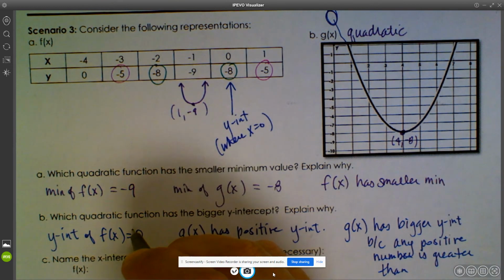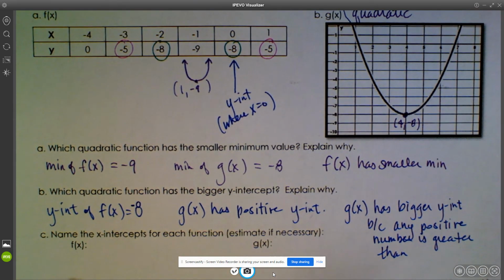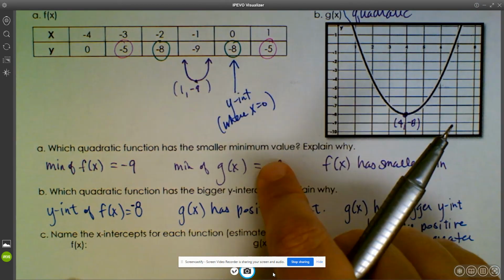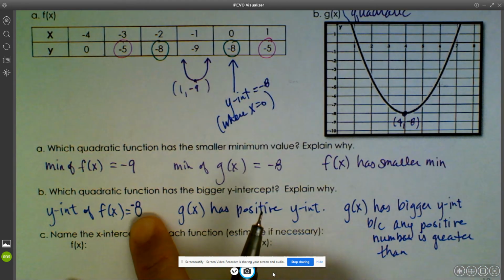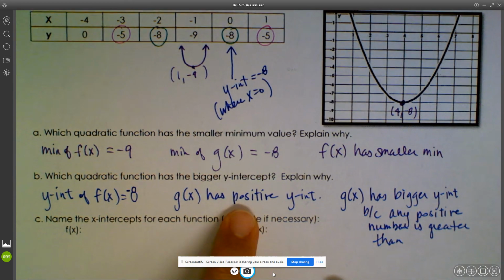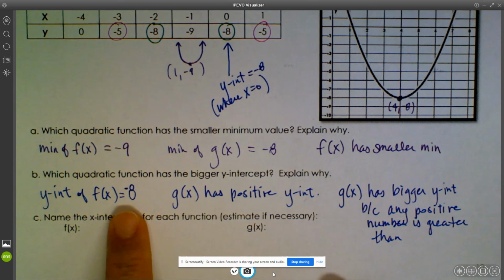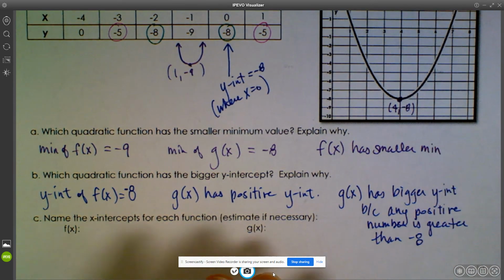Oh, good grief. This y-intercept is -8. Let me start over. The y-intercept for f of x is -8 because that's where x equals 0. So the y-intercept is -8. So if this y-intercept is -8 and this y-intercept is positive, g of x has a bigger y-intercept because any positive number is greater than -8. Good grief, I messed that up so much, and I'm sorry.